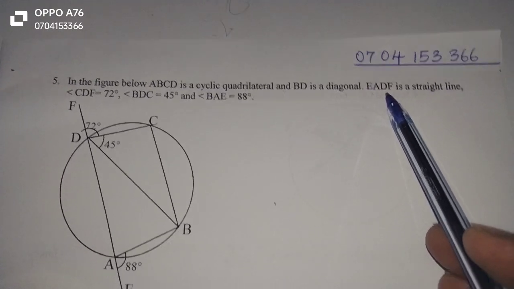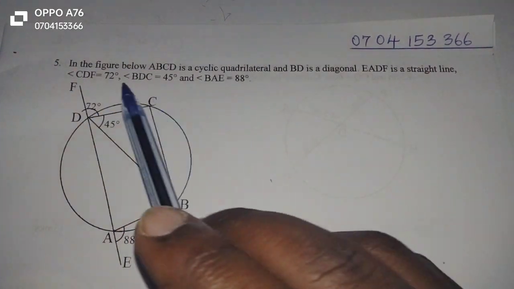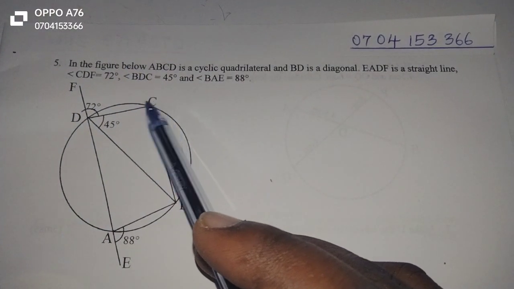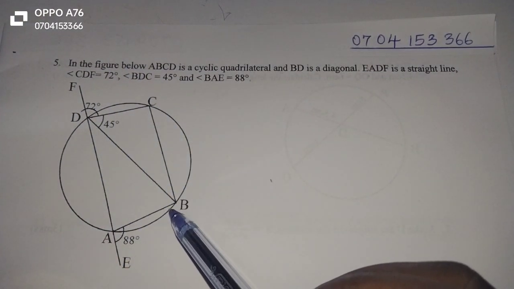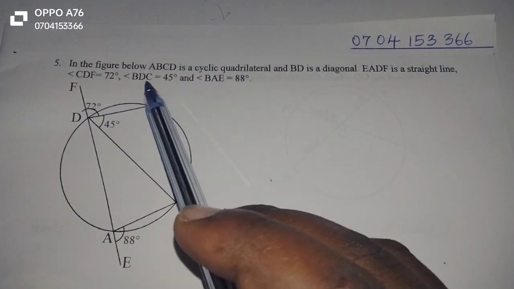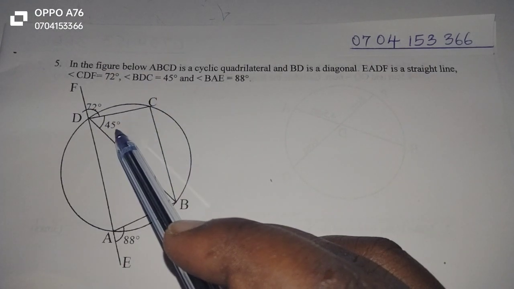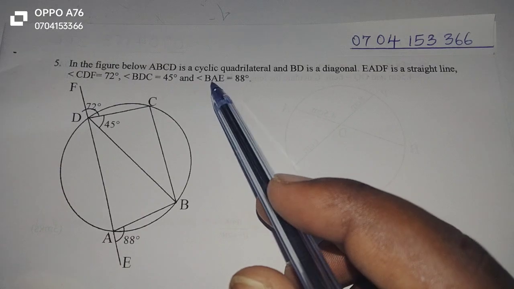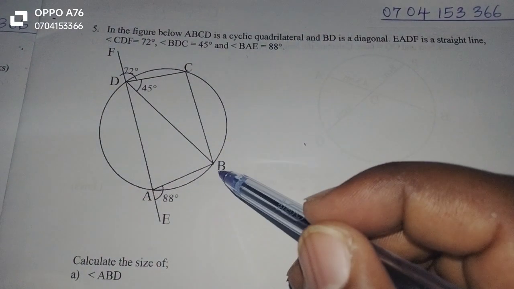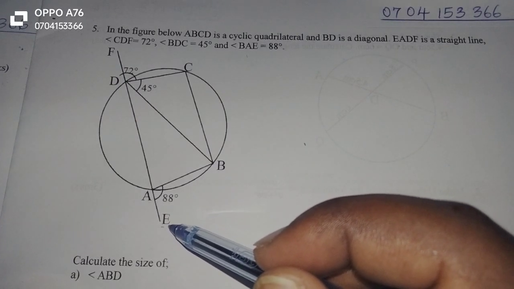EADF is a straight line. Then we are told that angle CDF is 72, just as indicated, and BDC is 45, again as indicated, and there is another given angle, BAE, 80.